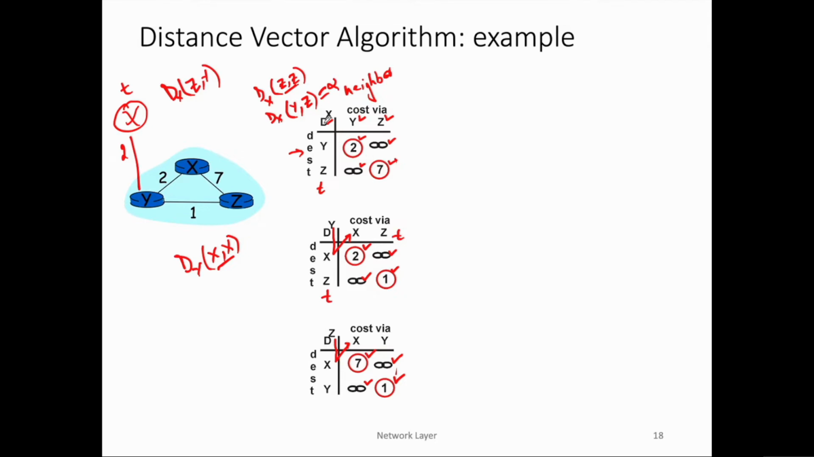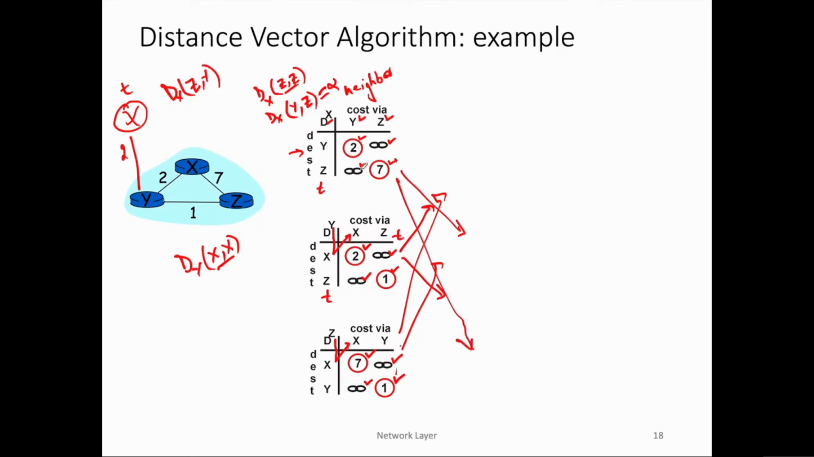So in the last step of the initialization phase, once we have known the cost to reach the other destinations, for example in the case of Y and Z, Y will send update messages to its neighbors. So Y will send update messages to Z and X. Similarly, Z will send update messages to X and, yes, you're right, Y. And similarly, X will send update messages to Y and Z, right?